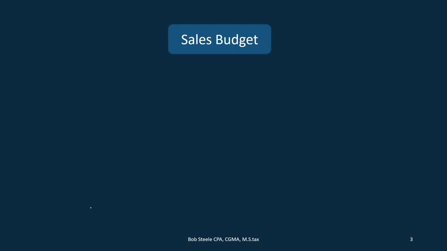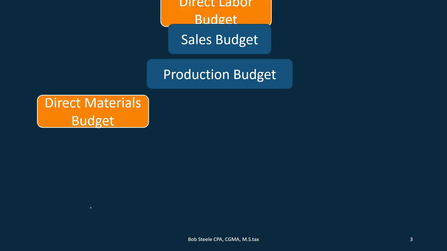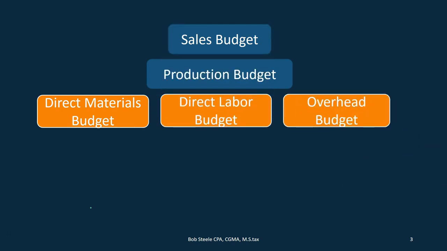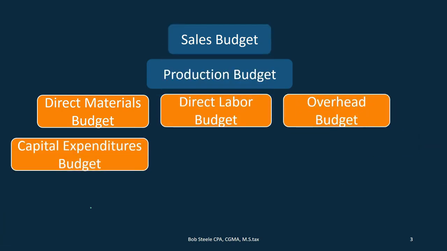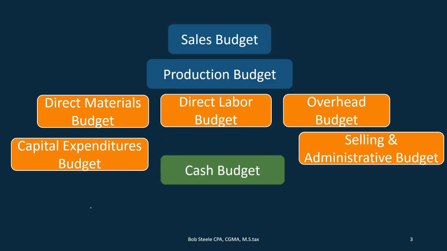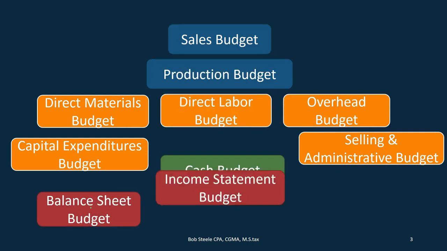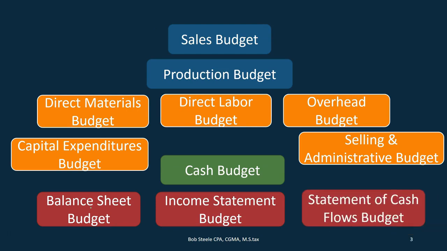We started with the sales budget. We need to do it in this order. Sales budget. Then we had the production budget. And then the production budget will be used to make the direct materials budget, the direct labor budget, the overhead budget, as well as the capital expenditures budget, the selling and administrative budget. Then we're going to have the cash budget. Then we can put together the statements, the balance sheet budget, and the budgeted income statement, as well as the cash flow.